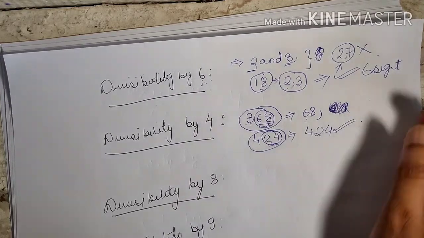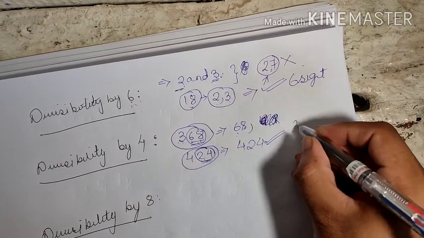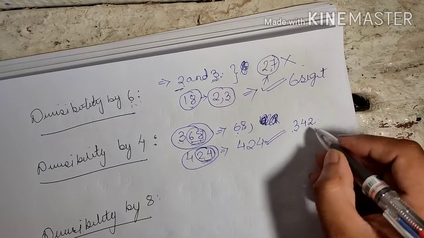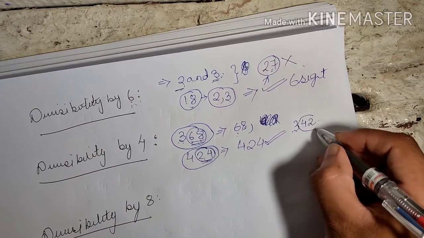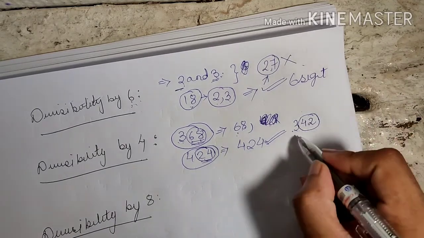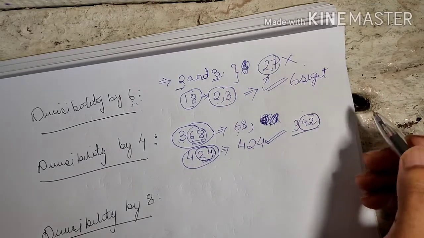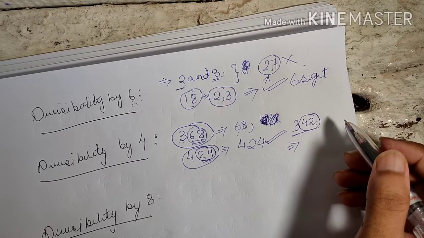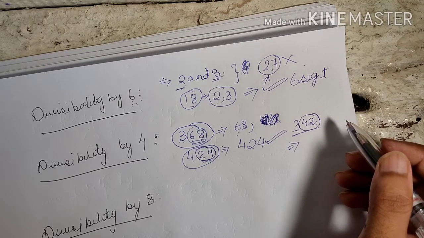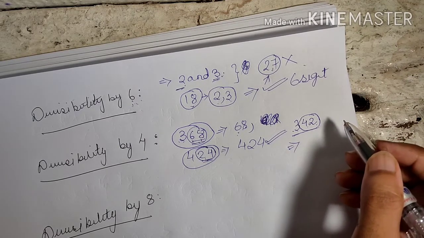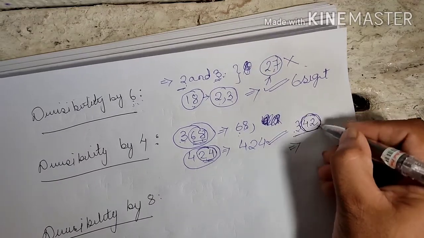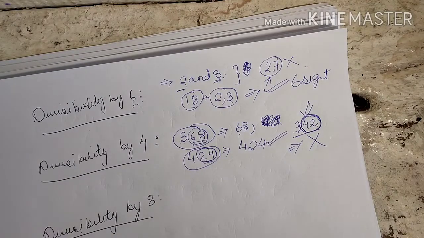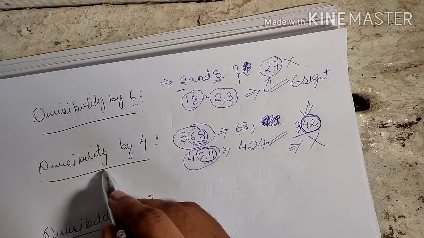Okay, let's take one last example. If the number given is 342, now what will you do? You will check for 42. If this is divisible by 4, then you can say that 342 is also divisible by 4. Is 42 divisible by 4? No, because 4 10s are 40 and 4 11s are 44. So 42 is not divisible by 4. So you can say that 342 is not divisible by 4. In this way you have to check the divisibility test by 4.